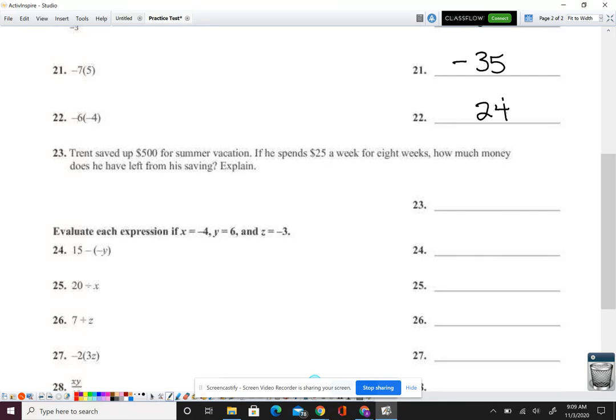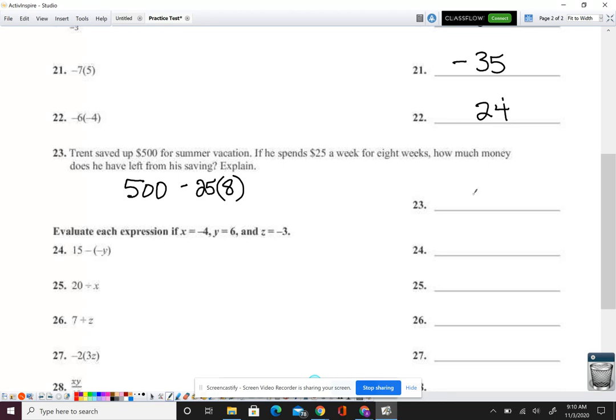Number 23. Trent saved up $500 for summer vacation. He spends $25 a week for 8 weeks. How much money does he have left from his savings? Well, me being Mrs. Reed would write out an equation that looks like this. 500 minus 25 times 8. You students, being you students, would say 25 times 8 is 200. 500 minus 200 is 300.